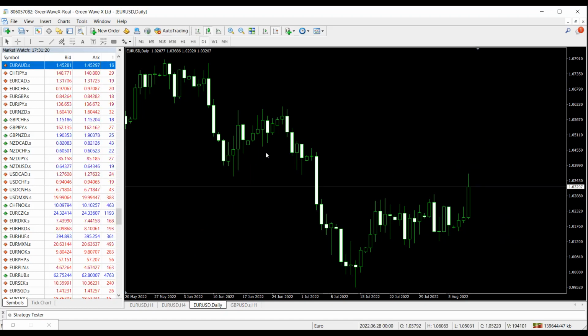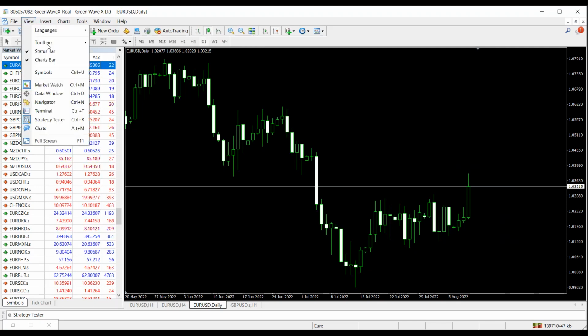Having said that, the next thing we need to talk about is the different types of charts. We have three different types of charts: the bar chart, the candlesticks, and the line chart, as I'm showing here. In case you don't have your own, go to View, then Toolbars, and make sure Chart is checked. If you uncheck it or mistakenly lose it, you won't find it here.